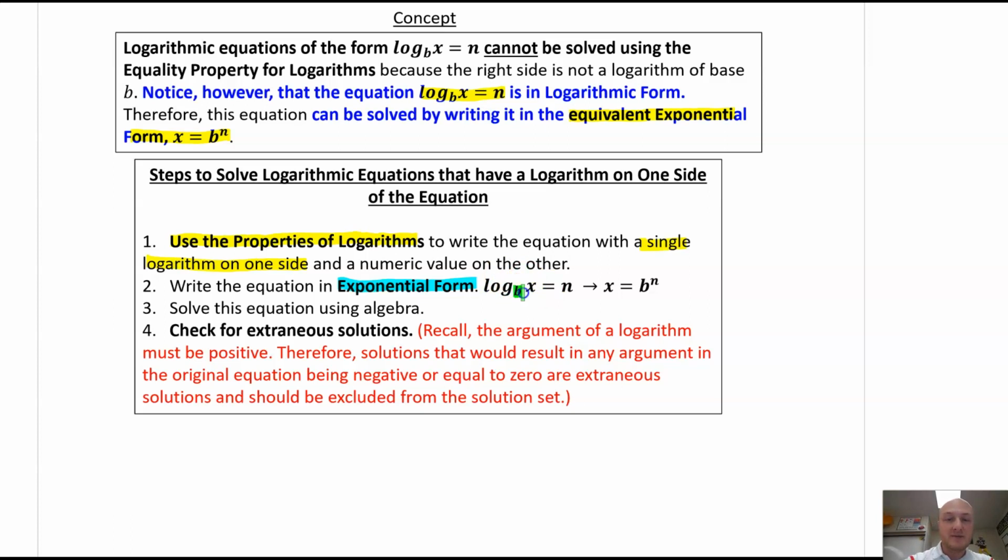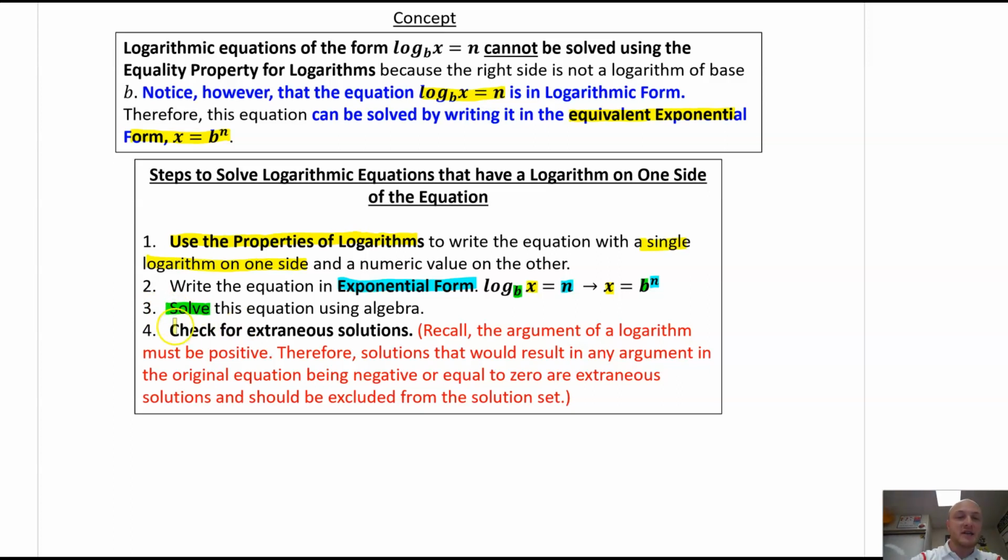Remember, we have log base b of x, where x is your argument, okay? And this is equal to n. Remember, inputs and outputs switch, and your base stays the same. Okay, so notice log base b of x is still base b, and then inputs and outputs switch. So it's b to the n is equal to x. Step 3, we'll solve using algebra. And then step 4, check for extraneous solutions.